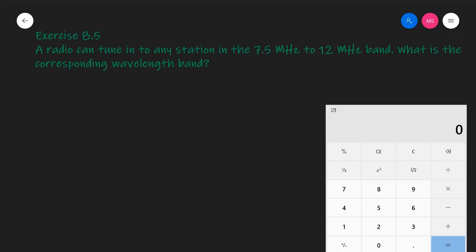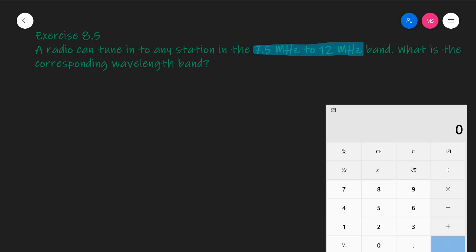Unsolved example 8.5. A radio can tune into any station in the 7.5 MHz to 12 MHz band. What is the corresponding wavelength band? So in this example you can see that a frequency range is given from 7.5 MHz to 12 MHz and we have to measure the corresponding wavelength band.